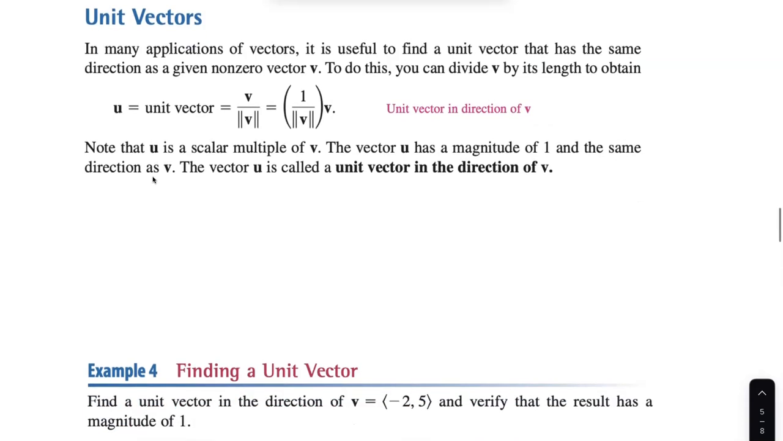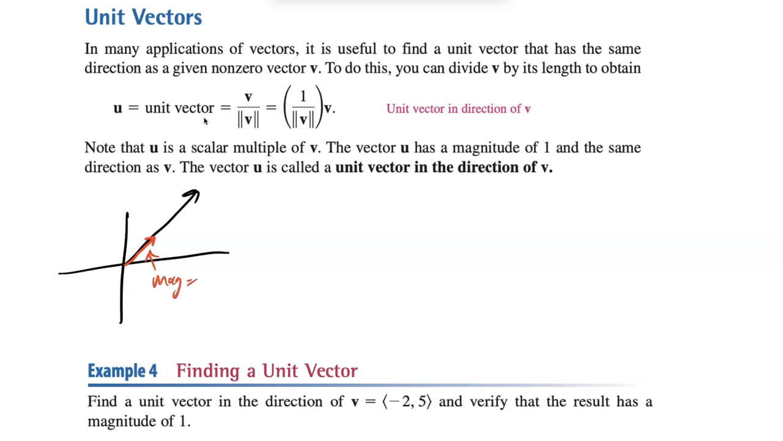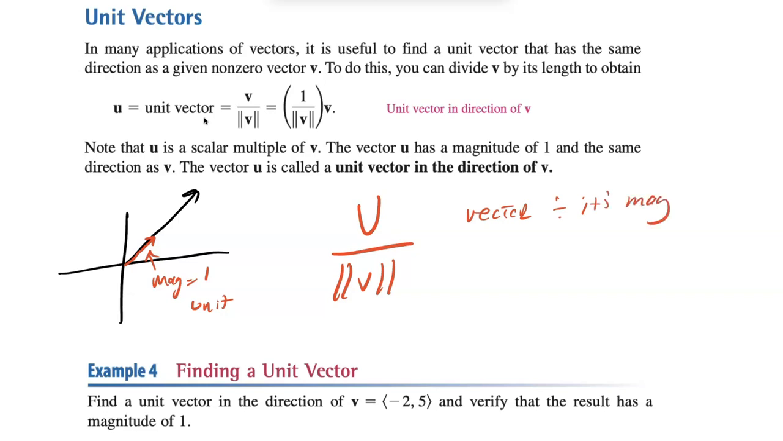How about a unit vector? A unit vector is just like, I want a vector. So like this here, this vector is going this way. A unit vector is a vector that's going the same direction, but only has a magnitude of 1. Hence it's known as a unit. So all we're going to do there is get the vector and divide it by its magnitude. If you do that, you get a unit vector.